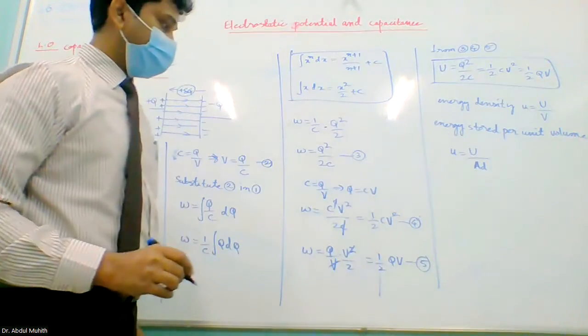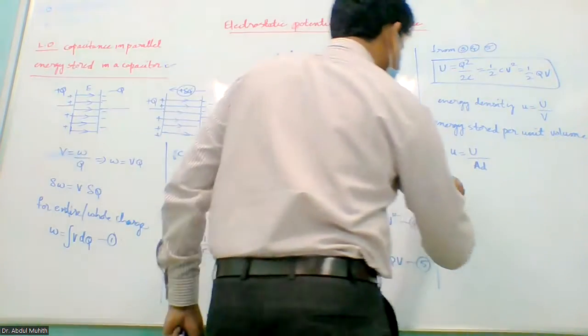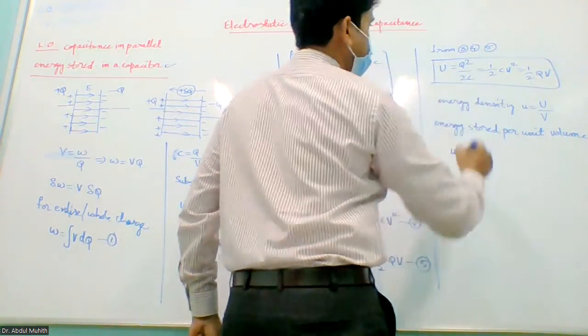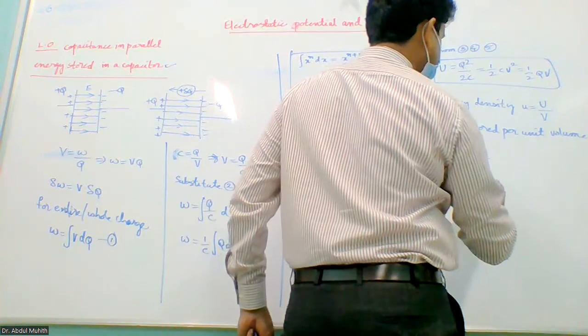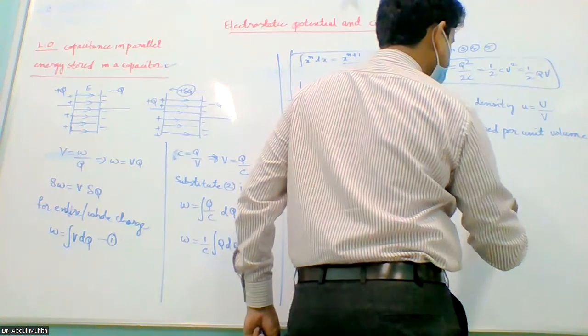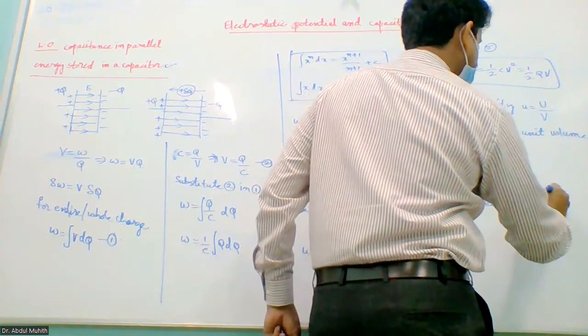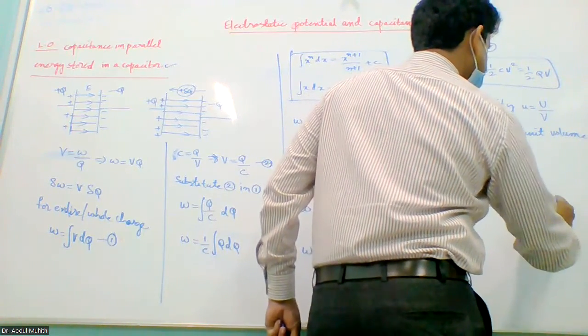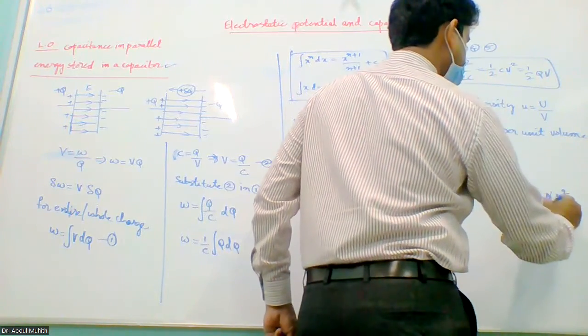Is that clear to all of you? Now what we can do is take one formula out of this. What is U? Half CV square. I will take half CV square divided by A into D. But what is C? C is epsilon naught A by D. And D square, and A here and D here. So A and A will go away.